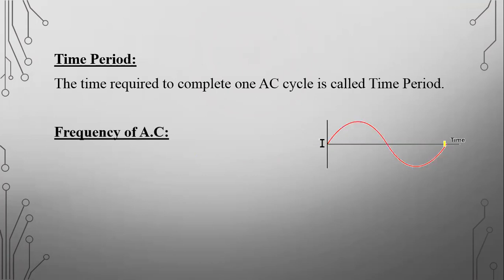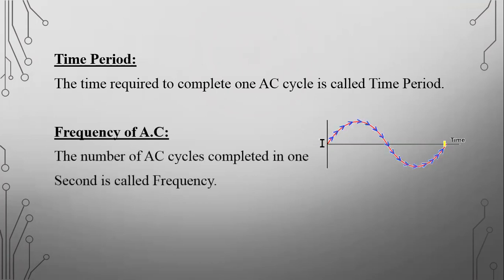And what is meant by frequency? The number of AC cycles completed in 1 second is called frequency. कि ऐसे cycles जो complete होंगे in 1 second, उसको हम frequency का नाम देंगे. For example, frequency of AC in Pakistan is 50 hertz. 50 hertz means that 50 cycles are passing in 1 second. So this is the frequency of alternating current.